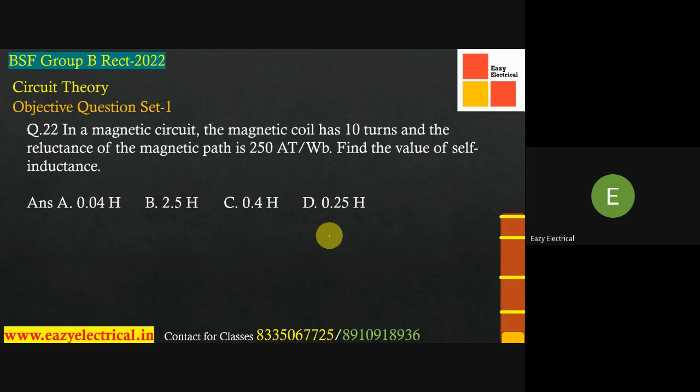In a magnetic circuit the magnetic coil has 10 turns. The reluctance of the magnetic path is 250 ampere turns per Weber. Reluctance is given, find the value of self inductance. N square by S is equal to L, right? So N square is 100 by 250, that means 0.4 henry. Okay, 0.4 henry.